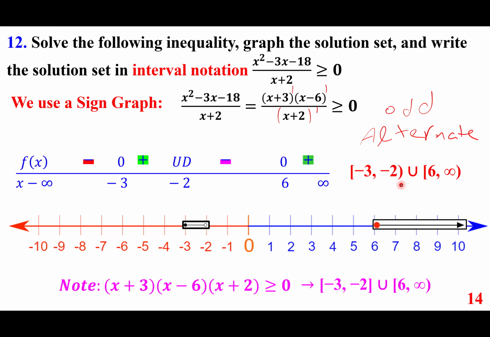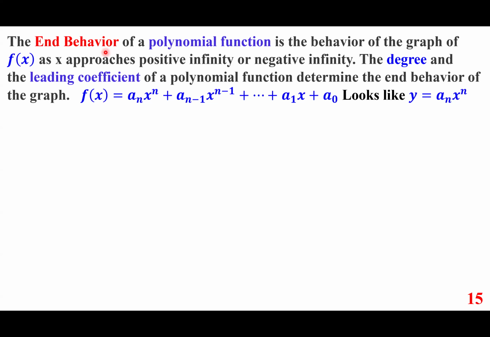Okay, so I hope everybody is okay with that. So that's the concept of a sign graph. The end behavior of a polynomial function is the behavior of the graph of f of x as x approaches positive infinity or negative infinity. The degree and the leading coefficient of a polynomial function determine the end behavior of a graph.